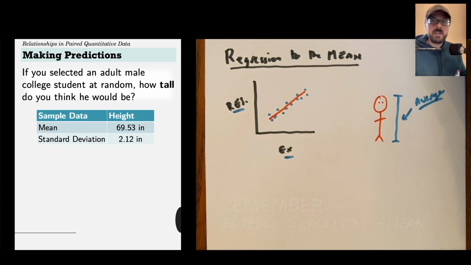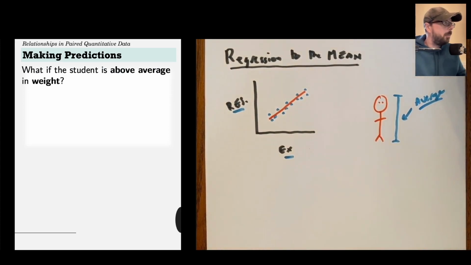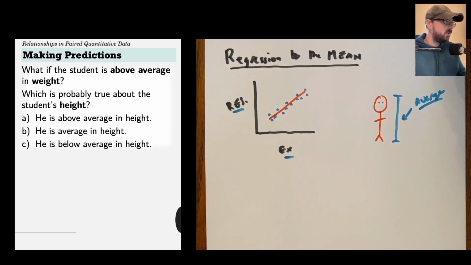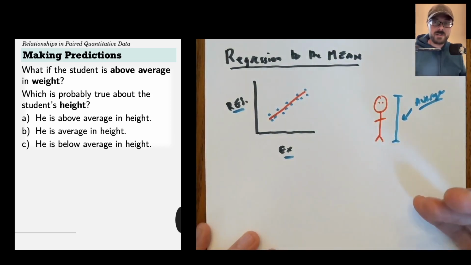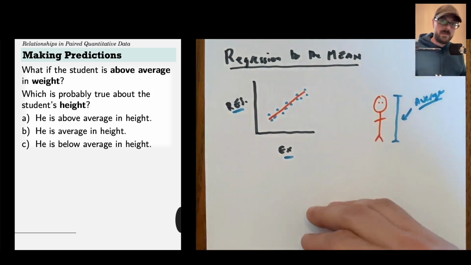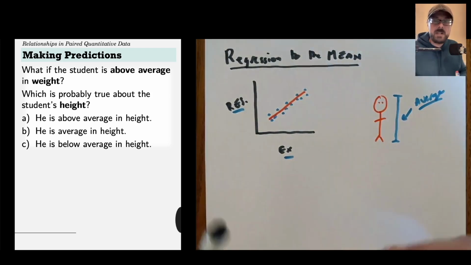What if I knew something else about the student? Let's say I knew that the student was above average in weight. What would probably be true about the student's height? Would that student also be above average in height, or below average in height? Well, any of those could be true. We know there's always variation in students' heights, and it's possible that a student can be above average in weight and below average in height, or above average in weight and average in height. We know all three of these are a possibility, but which is most plausible?